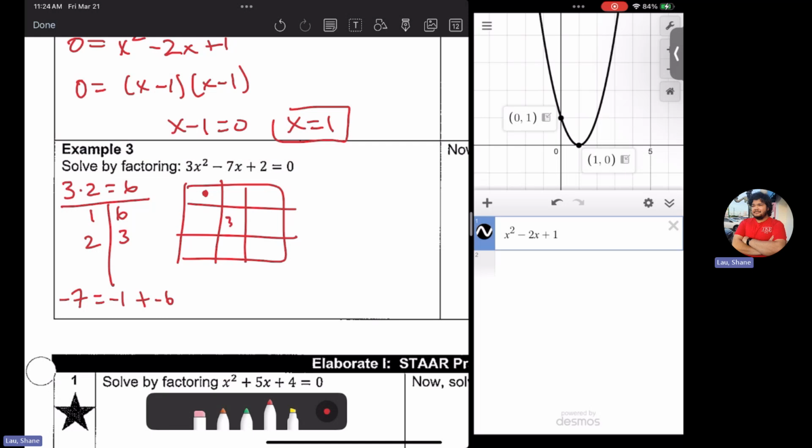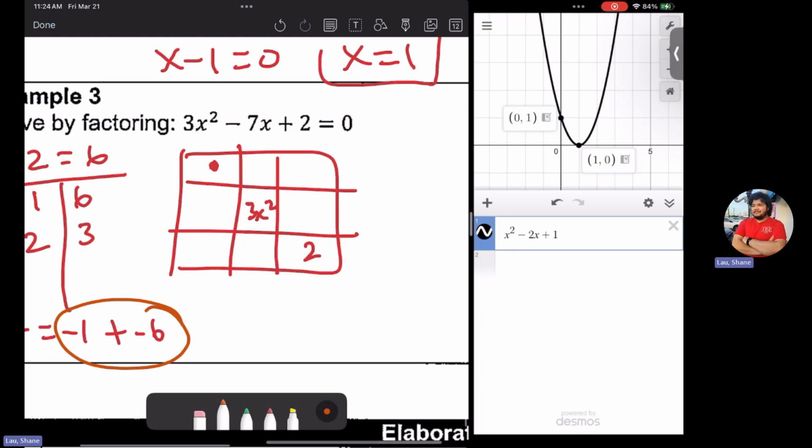So after I've done that, I'm then going to make my box. I'm going to plug in 3x squared into my top box. I'm going to plug in my 2 in the bottom right. And I'm going to plug in the factors that I found right here in for those other boxes. So I get negative x and I get negative 6x. Okay.